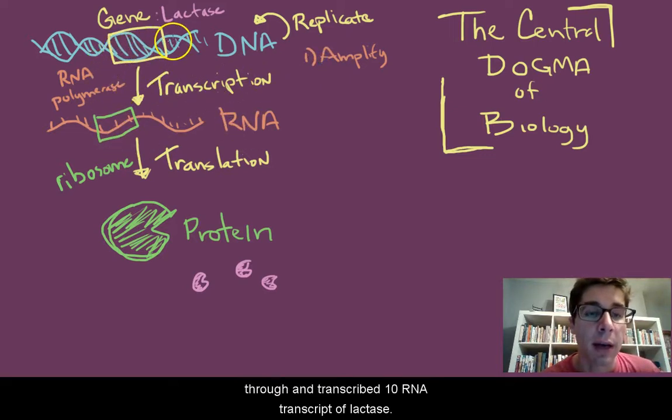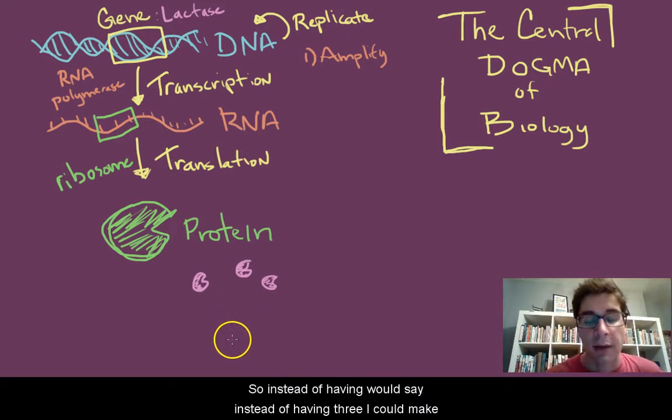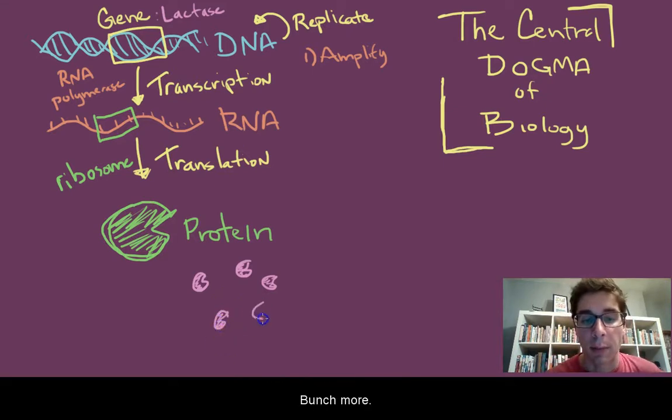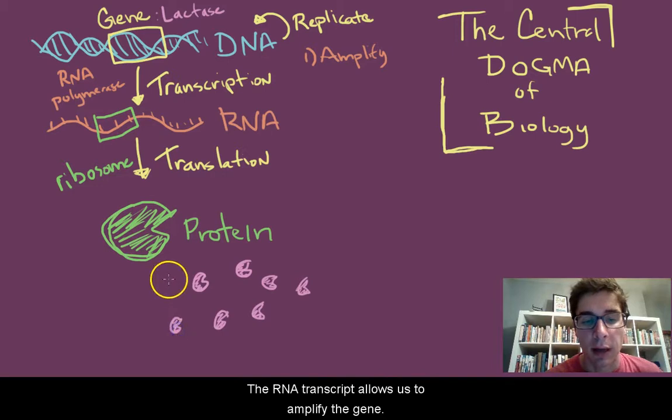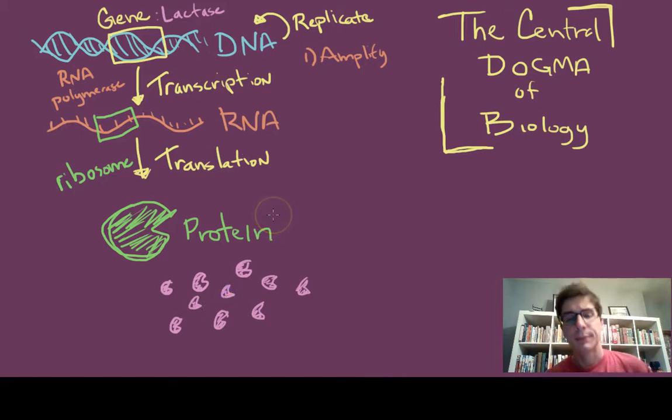So I could go through and transcribe 10 RNA transcripts of lactase, and then those 10 could spit out a whole bunch of lactase enzymes. So instead of having, let's say, 3, I could make a bunch more lactase enzymes because the RNA transcript allows us to amplify the gene. Okay, so that's one part of it.